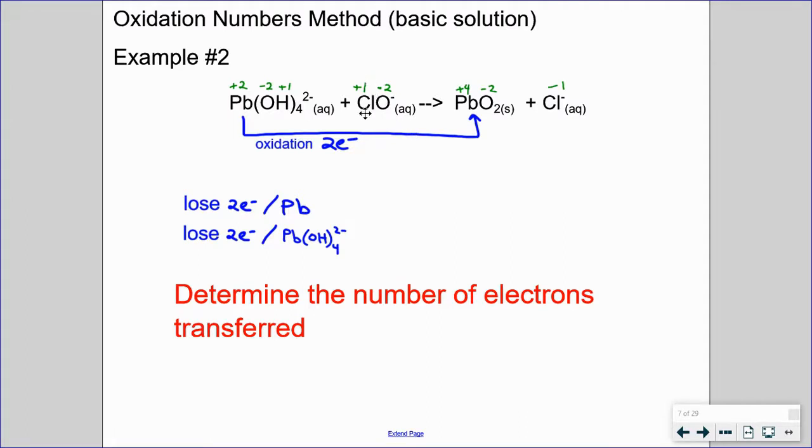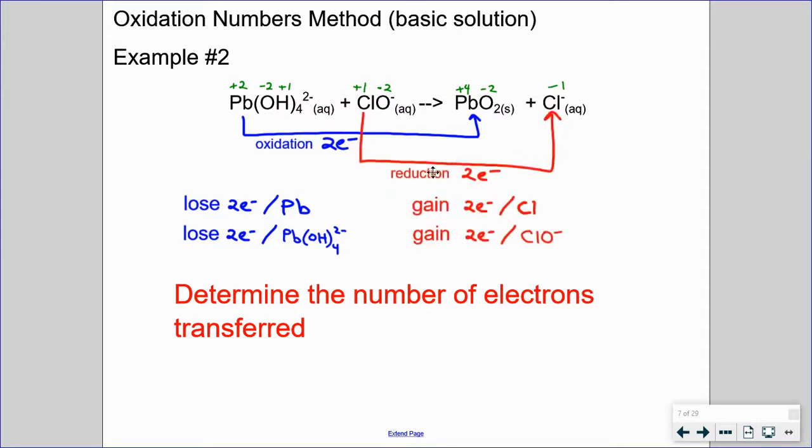Chlorine, on the other hand, goes from a positive 1 to a negative 1, so it goes down. So it's being reduced, and it's gained 2 electrons per chlorine atom. And again, this ion only has 1 chlorine atom in it, so it gains 2 electrons. So because the number of electrons gained and the number of electrons lost are the same, we do not need to add any coefficients to the front of these two reactants.